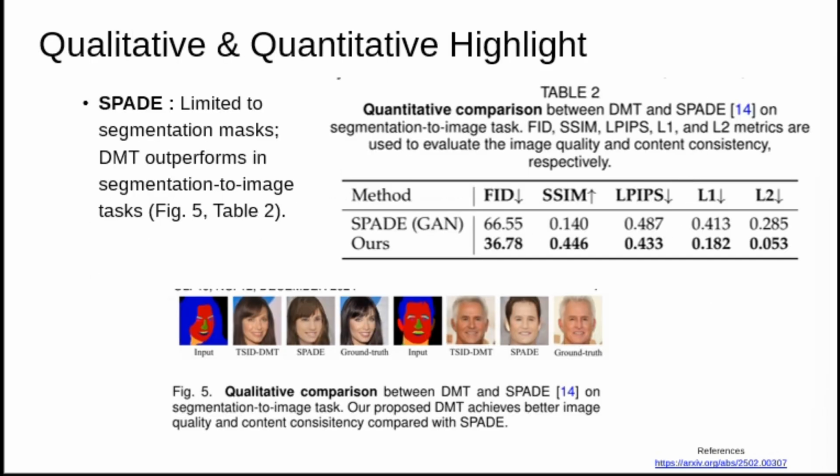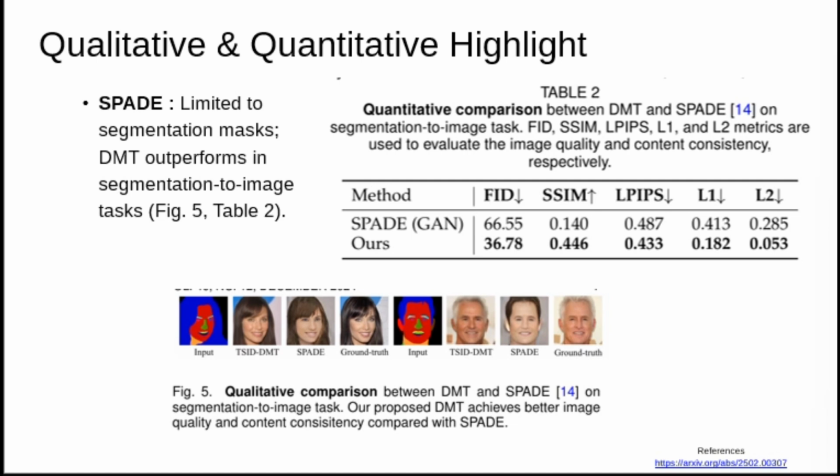Let's begin with SPADE. It is designed for segmentation to image translation. While SPADE uses category-wise semantic masks and adaptive normalization, it struggles when semantic information is corrupted or incomplete. It does not produce good results. From Table 2, we can infer SPADE's FID is 66.55, while our model DMT brings it down to 36.78, nearly half. That's a massive improvement. And SSIM increases from 0.14 to 0.45, showing our model's precise structure is much better than SPADE.